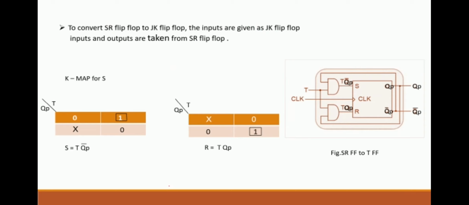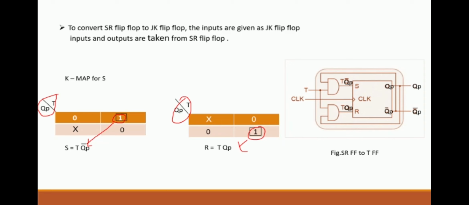We place values from the S column in this K-map. QP and T are the input variables. This is an isolated one, so no need to pair it, and its Boolean expression is T into QP bar. QP and T are the input variables. This is an isolated one, and its Boolean expression is T into QP.